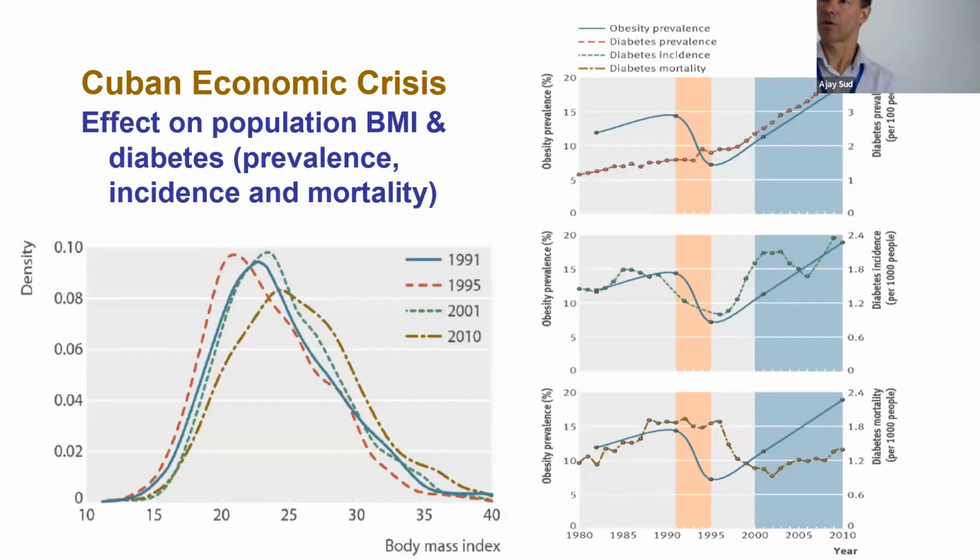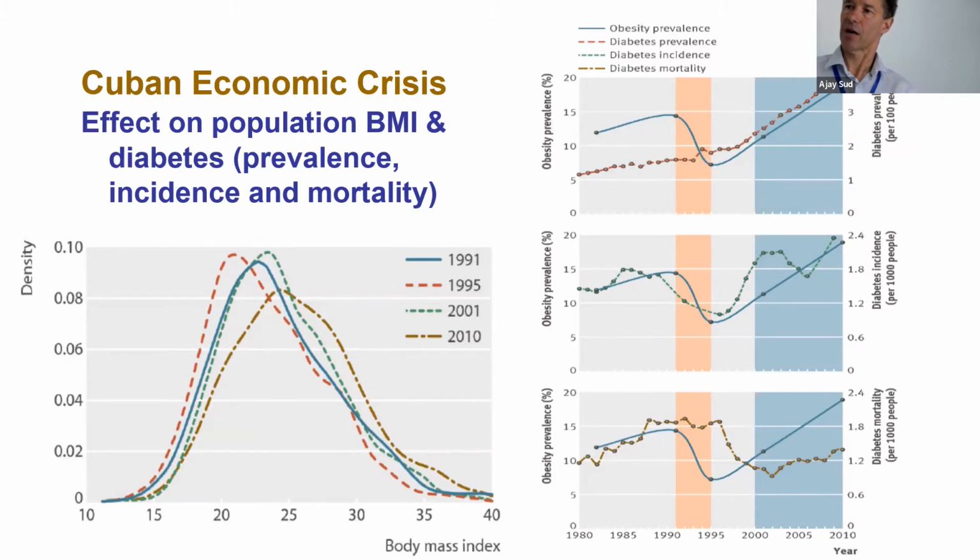And if you look at what happened to obesity, these are the distribution curves of the population, and you can see pre is the blue line, and then 1995, the whole curve has shifted to the left, and then it shifted back to the right again. If you look at this in terms of obesity prevalence, that's the blue line here. It was running at about 15%. It dropped to around 7% and then increased again.